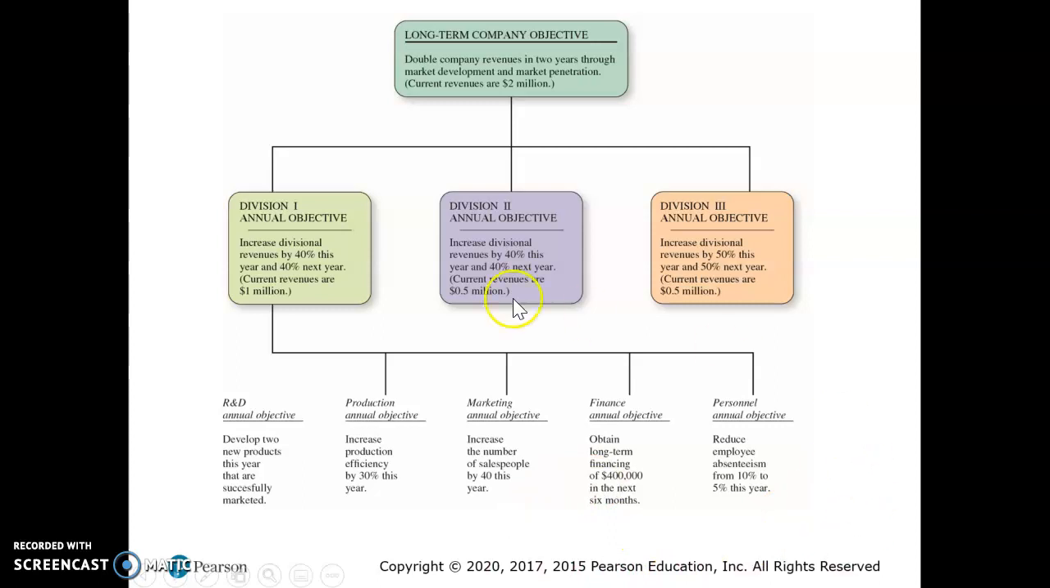Here's an example of annual objectives. As you can see, the long-term company objectives are set. These are anything that is over 1 year, usually 3 to 5 years. And then we set our annual objectives, which are the objectives we would like to achieve within the next year based on what our long-term objectives are. You can see each division has different annual objectives. And then you can even go further down the line to see how those annual objectives are at play within the various functions or departments within the company.